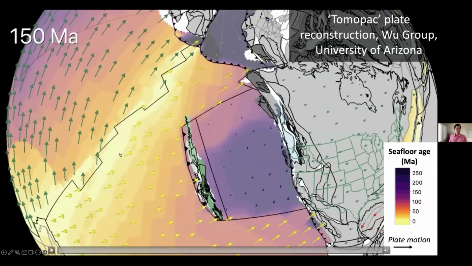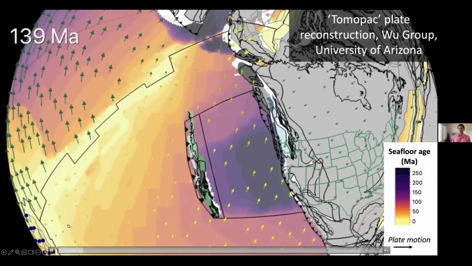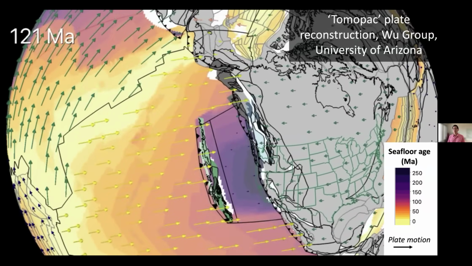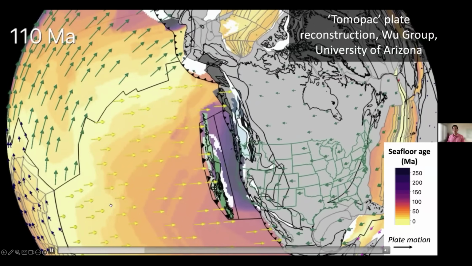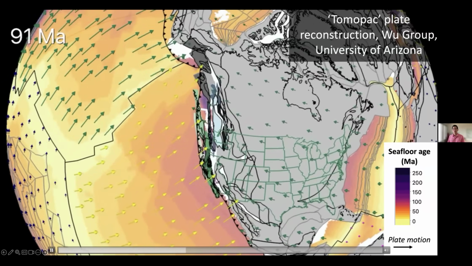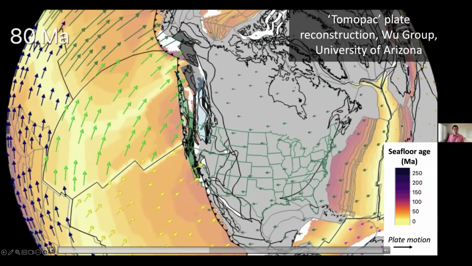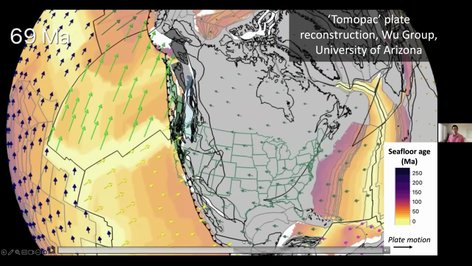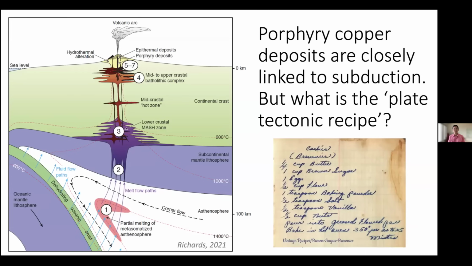I'm just going to play a small part of this plate reconstruction, but the main point here is that any plate reconstruction, if it's fully kinematic like this, has a lot of plate tectonic information that can be used to infer things about the Cordilleran region of Western North America. And whether you like this plate reconstruction or not, there's a lot of information that we can tap into for critical mineral systems, including porphyry copper systems.